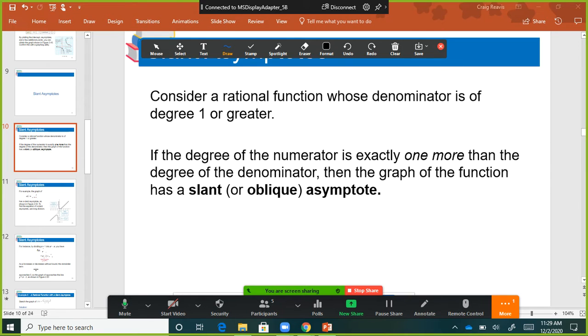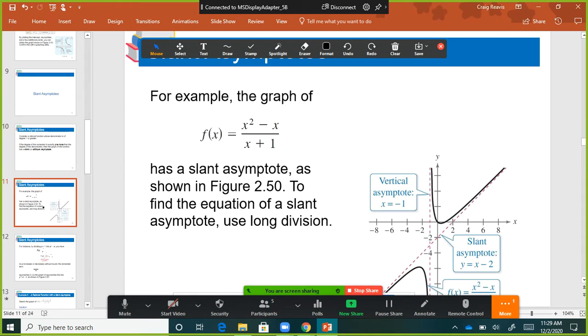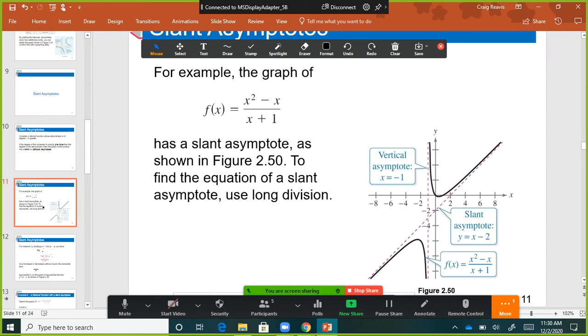All right. Now, what is the asymptote? How do we determine what that is? All right, so for example, here they have a degree 2 on top, a degree 1 on bottom. So there's a slant asymptote. All right. And to find the equation of the slant asymptote, you have to use long division. So basically, we've got to divide the bottom into the top. All right, so that's what I'm going to do.